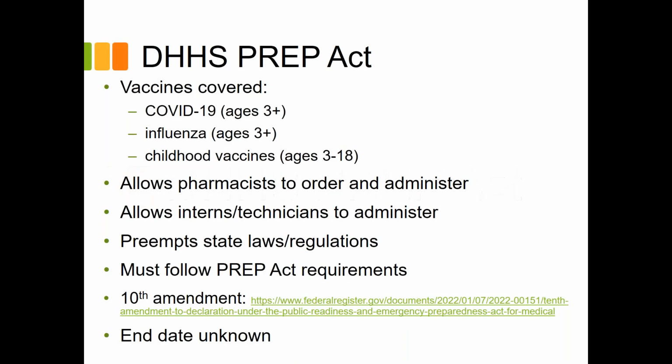So we'll talk first about the PrEP Act. The PrEP Act is the federal government act that related to the pandemic. It covers 3 vaccine types: the COVID vaccines for ages 3 and above, influenza for age 3 and above, and then any CDC recommended childhood vaccine, not 3 and above, 3 to 18. The PrEP Act allows pharmacists to order and administer. It gives them the authority on their own. You don't need a standing order or protocol to do any of those vaccines under the PrEP Act.